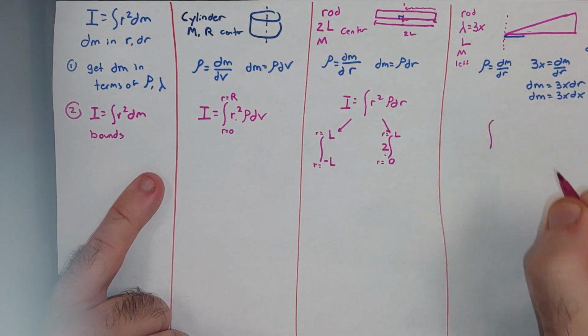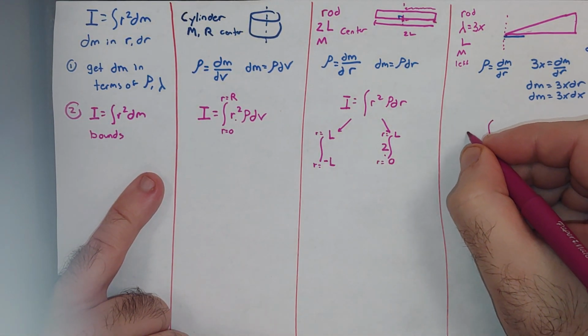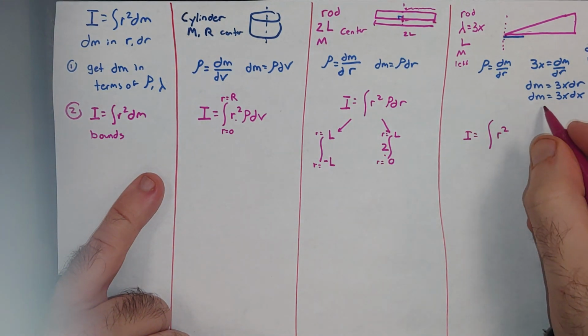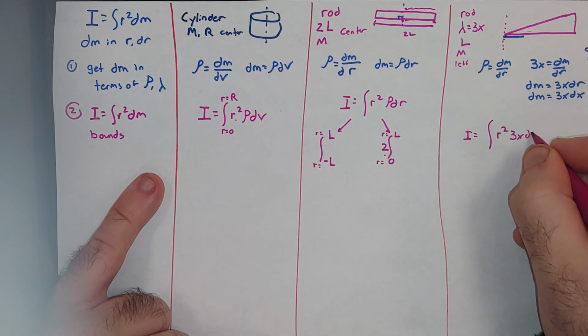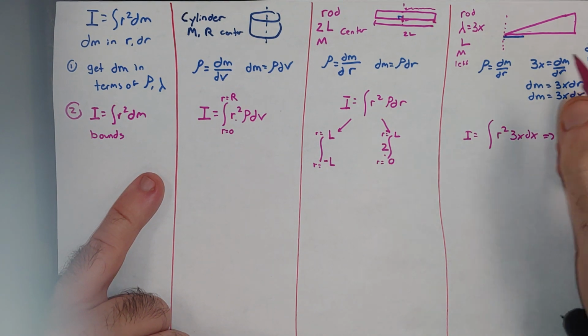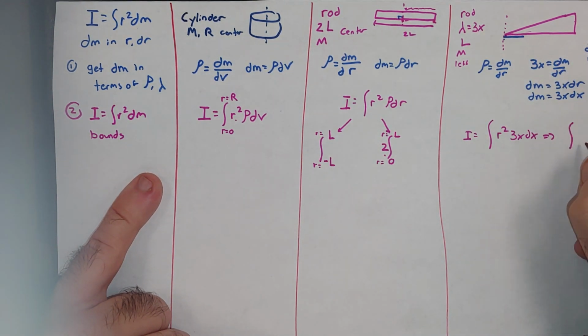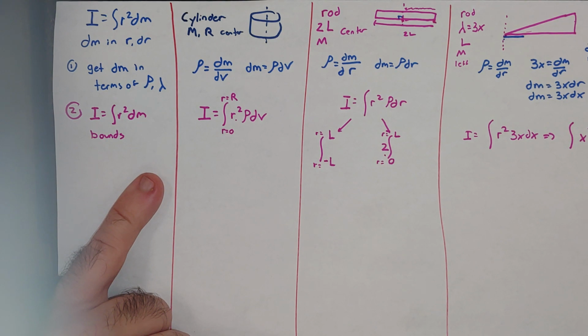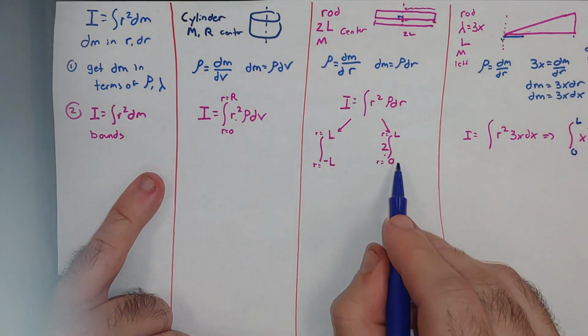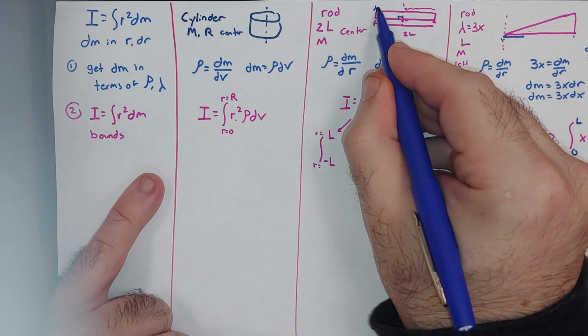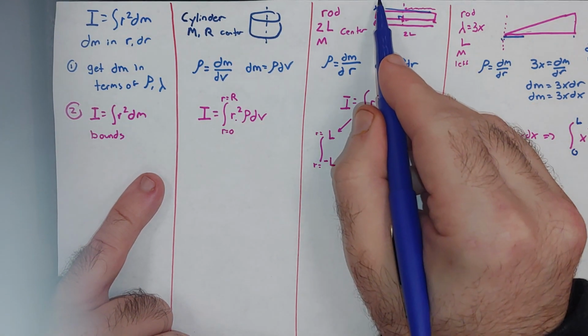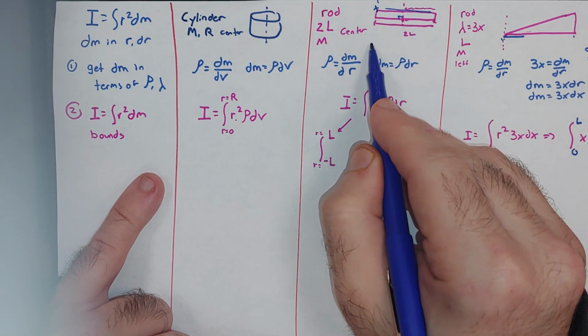Here, however, r squared dm is x squared times 3x dx. I'm going to once again say, because r and x are the same because I'm starting out here, that I can just replace it with x squared 3x dx. And what I'm going to do is I'm going to say I'm going from here to out here. I'm going from 0 to L. One note, going from 0 to 2L here means you start here and go out there. That'd be appropriate if the axis of rotation was the left edge, not the middle.